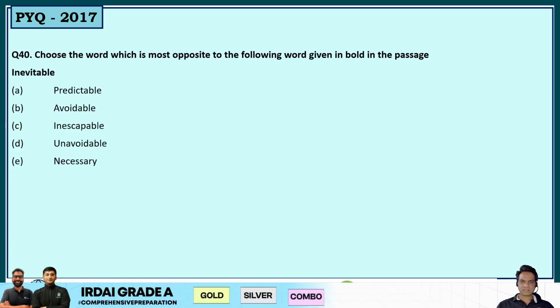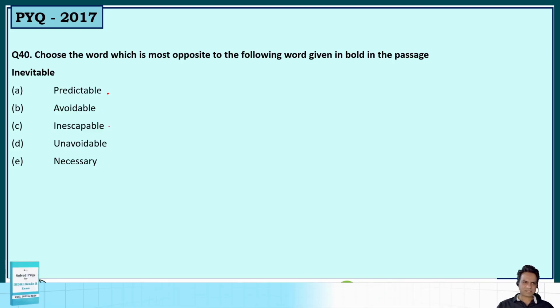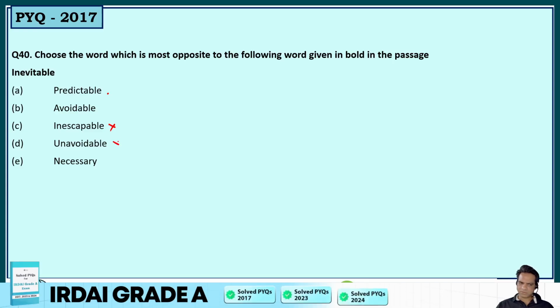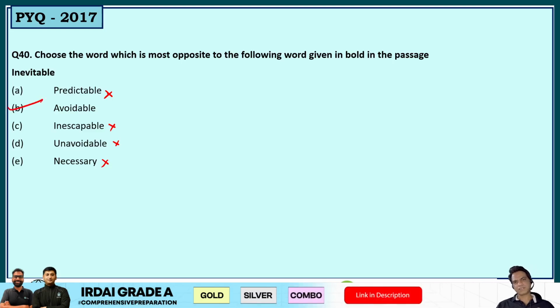And last question guys, we have to find the opposite of the word inevitable, which is bound to happen. Predictable, which can be predicted; avoidable, which can be avoided; inescapable, which cannot be escaped, so that would be a synonym. Unavoidable would be a synonym. Necessary, which will happen; again predictable; inevitable, which will happen. Avoidable is the right answer. So option B is the right choice.